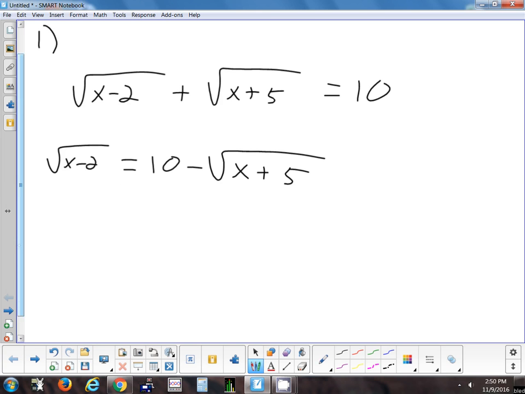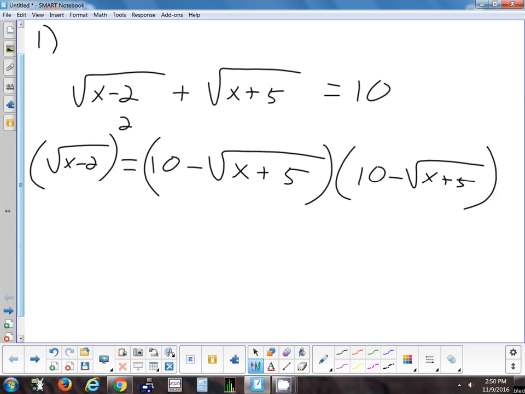All right, now what do I do on both sides? Yep, so we square both sides. And on the left, that's just going to give me x minus 2. And how about on the right? It will be 100. And then negative 10 square root x plus 5.